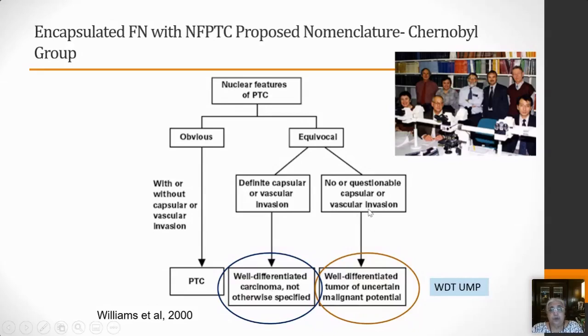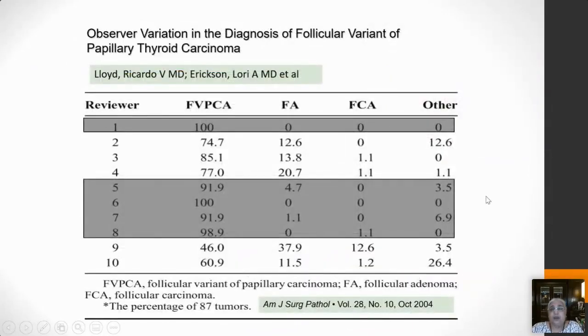But if there was no questionable, or there was questionable capsular or vascular invasion, and you had equivocal features, they invented this term, which has now been adopted in the new WHO classification as well. They call them well-differentiated tumor, because they didn't know whether they should call it follicular or papillary, or uncertain malignant potential. So it is WDT-UMP. Now, you would think that if everything was so easy, that experts would agree.